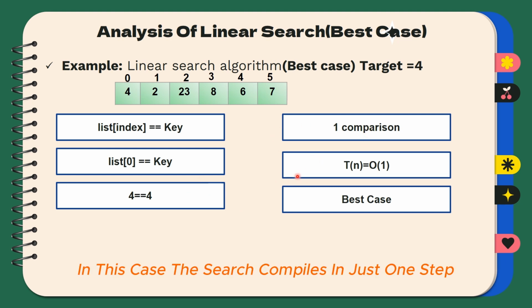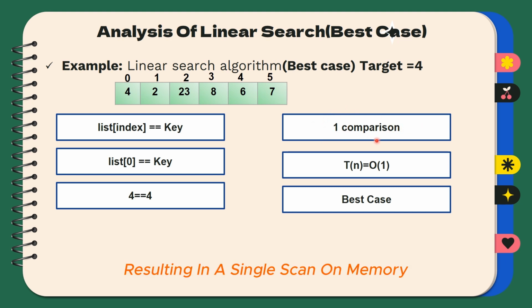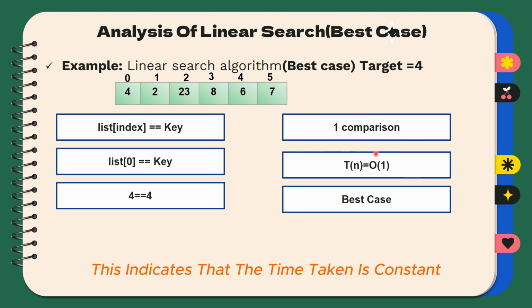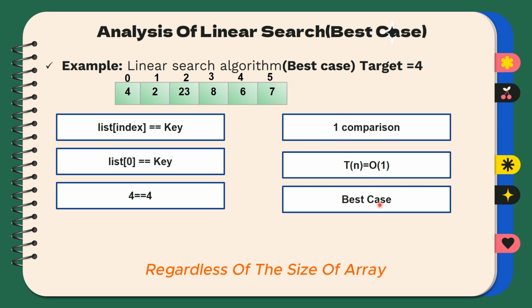In this case, the search completes in just one step, resulting in a single scan on memory, leading to a constant time complexity, which is represented as T of n equal to big O of 1. This indicates that the time taken is constant regardless of the size of the array.